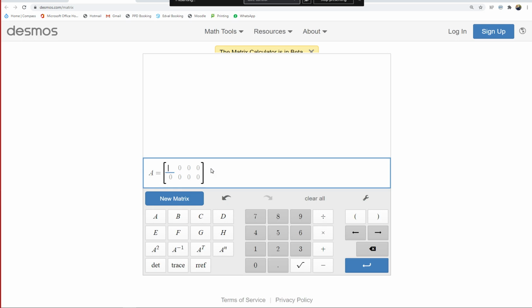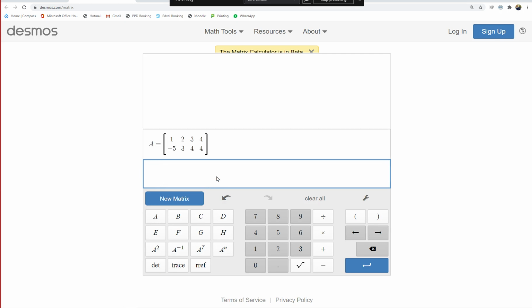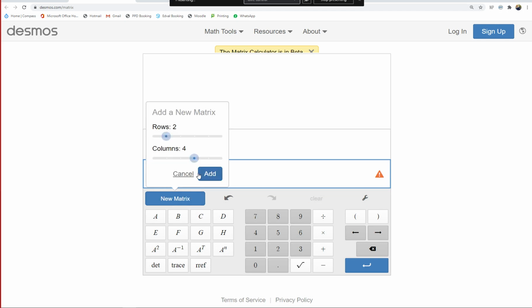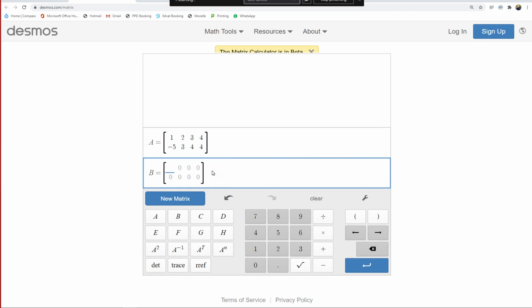Ooh, fancy. 2, 3, 4. I can use any number I want. Negative 5, 3. Okay, there. So you're going to go, yep, matrix A. I've called that. Okay, yep, so that's matrix A. And then I'll go with matrix B. Make another one. Remember, this has to be a 2 by 4 as well.